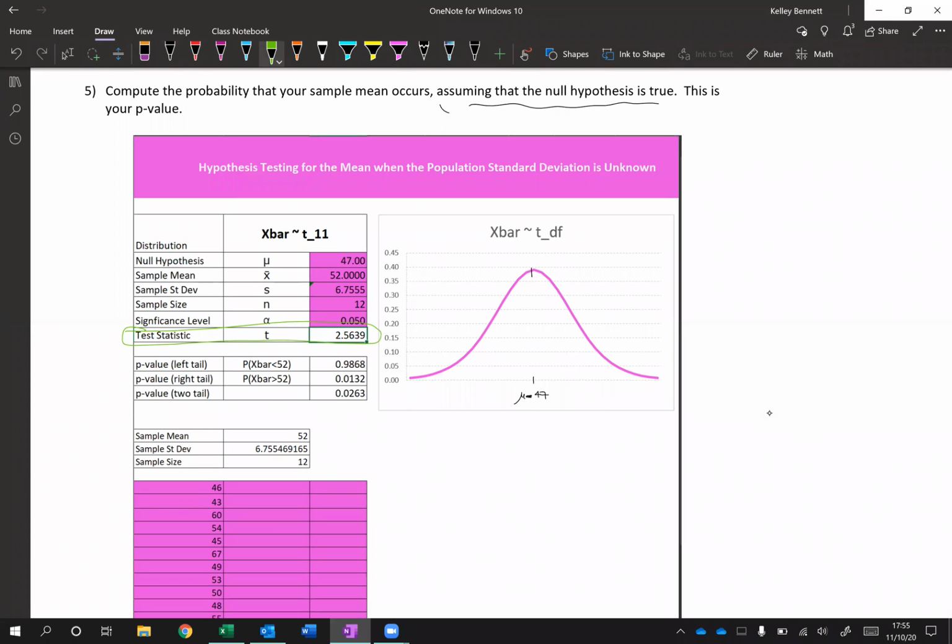Remember that this tells me that I'm 2.5639 standard deviations above the assumed mean mu. So 2.5 standard deviations, that's considerable. So it's probably out here somewhere. This is probably 2.5639 standard deviations away.